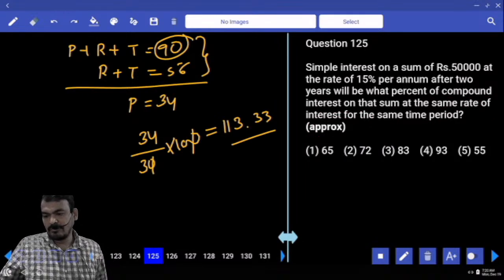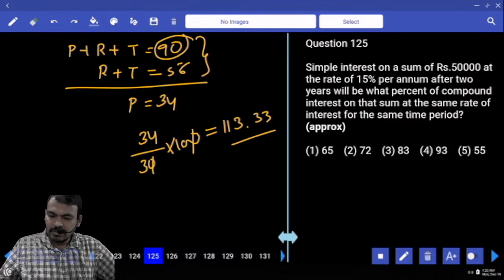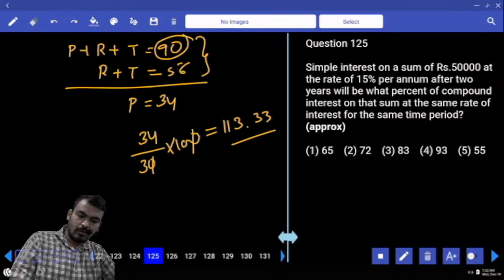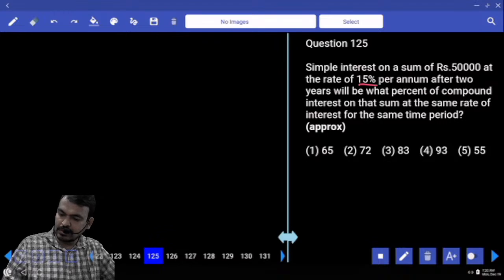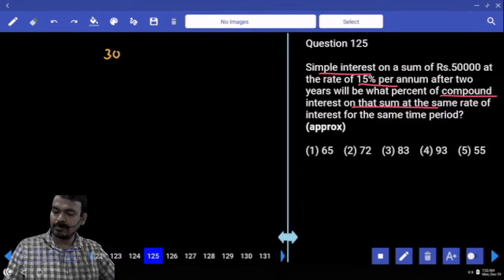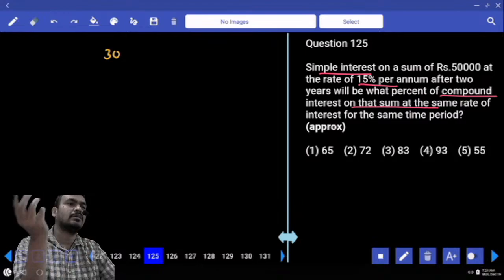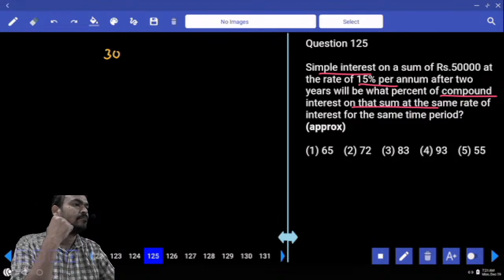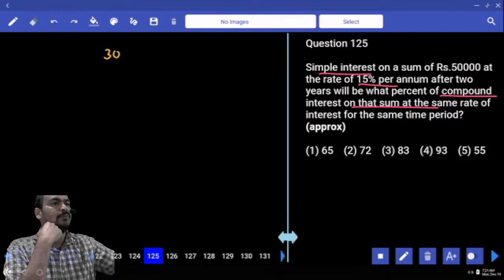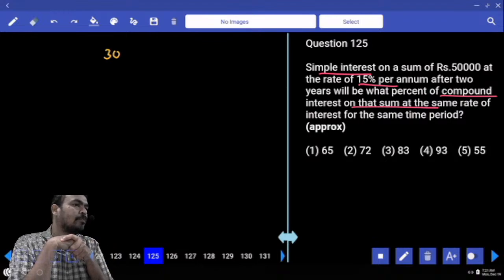Simple interest on a sum of 50,000 at the rate of 15% per annum after 2 years will be what percentage of the compound interest on that sum at the same rate of interest for the same time or a different time? Same time. What is the 15% for 2 years? What is the simple interest value? 30%. That is what percent of the compound interest on the same sum or a different sum? Same sum. 15% for 2 years means what is the compound interest? 32.25, because 15 plus 15 plus 15% of 15% means 32.25.